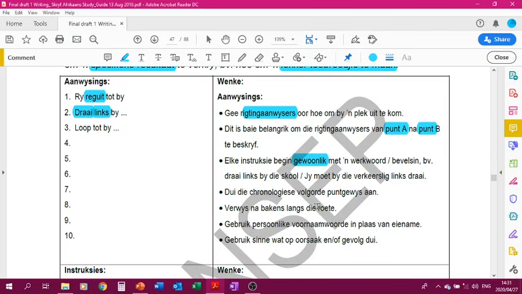Usually, it is not necessary. Begin gewoonlik met 'n werkwoord of 'n bevelsin or a command sentence. For example, draai links by die skool, jy moet by die verkeerslig links draai.